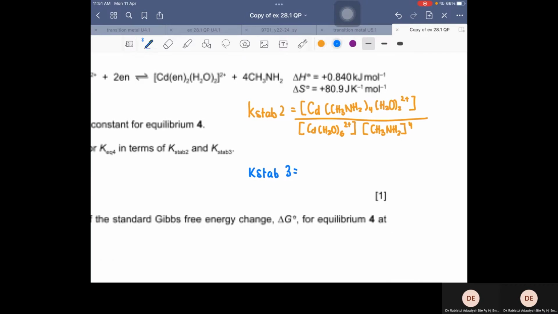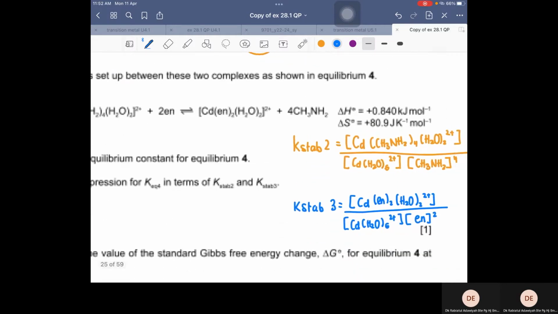I move on to my case step 3, where I have the concentration of my products minus the water, CdEn2 H2O2 2 plus goes inside, over the concentration of CdH2O6 2 plus times the concentration of En to the power of 2. So the only number that goes outside the square bracket is the one with mole ratio other than 1.